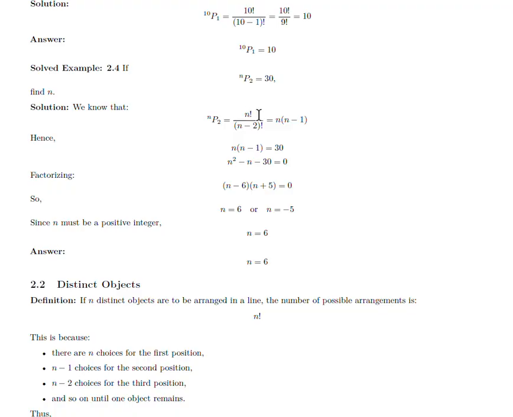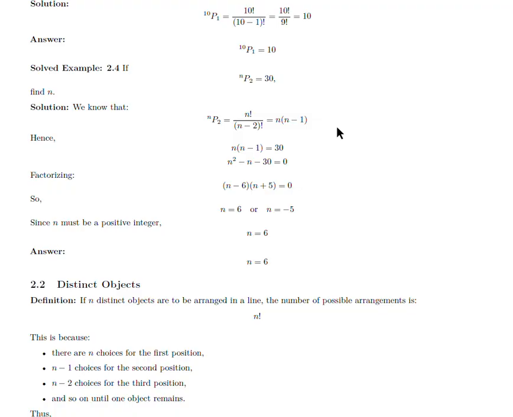Now remember, our definition for n factorial is n times the number before n times the number before that, and keep descending to 1. So if we do that, n factorial will be n times n minus 1 times n minus 2 times n minus 3 times, right? But then we can stop the descending order at n minus 2, right? So n factorial at the numerator will be n times n minus 1 times n minus 2 factorial.